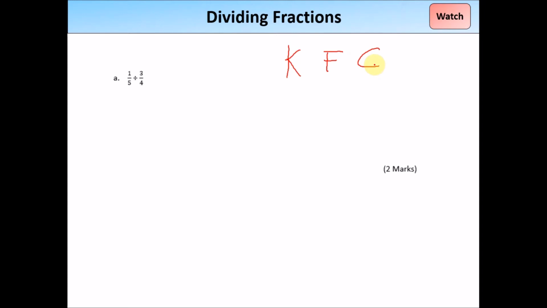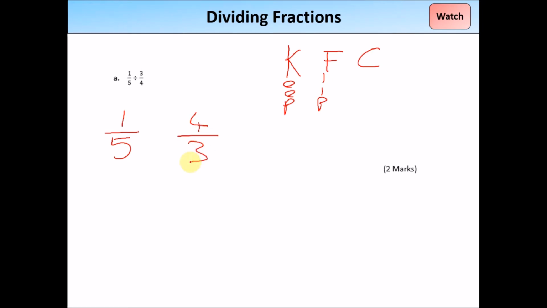So when you divide fractions, here's what I want you to do. I want you to keep the first fraction the same. So I'm going to rewrite it down here and I've got 1 over 5. I then want you to flip the second fraction. So this 3 over 4 is now going to become 4 over 3. Can you see how I've just turned that one upside down?